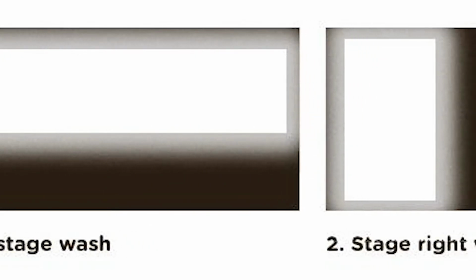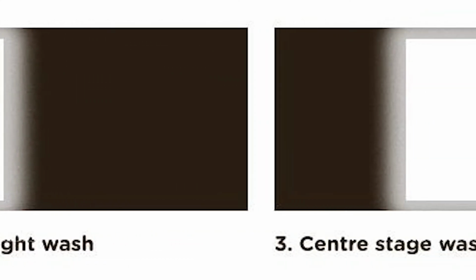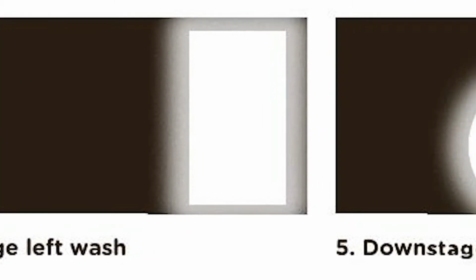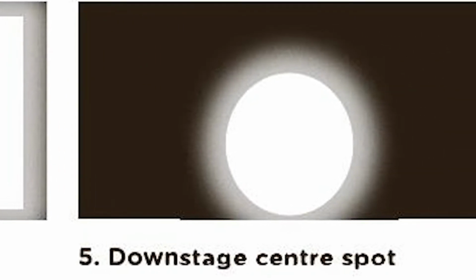Just to start, we're going to demonstrate for the first time ever with a full rig, the 12 lighting states that are available in every theatre. So can we have the first lighting state, the upstage wash? The stage right, the centre stage wash, and stage left. A downstage centre spot, you might want to use this for a soliloquy or someone's got a very important piece of information. Then a full stage wash.